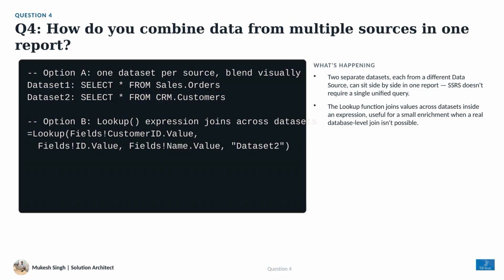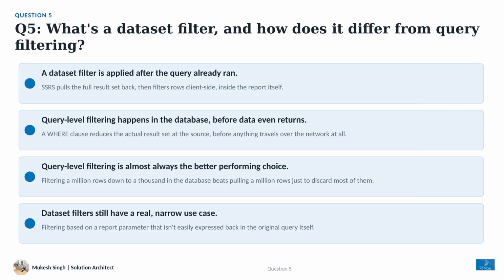What's a dataset filter, and how does it differ from query filtering? A dataset filter is applied after the query has already run. SSRS pulls the full result set back from the database, and then filters rows client-side, inside the report itself. Query-level filtering happens in the database directly. A where clause reduces the actual result set at the source, before anything even travels over the network. Query-level filtering is almost always the better performing choice.